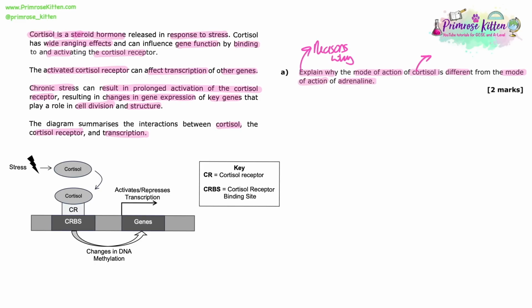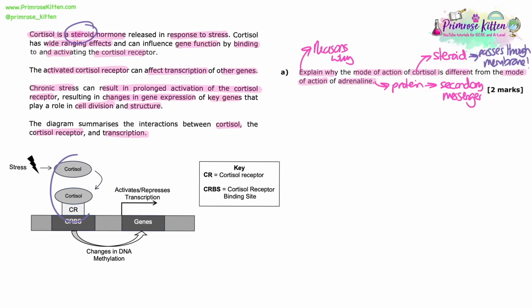So we need reasons why they act differently. So hopefully we know that adrenaline is a protein hormone, and so because it's a protein hormone, it works through the secondary messenger model. It's one of those ones like glucagon, for example, that stimulates the secondary messenger system inside cells. Cortisol, it tells us in the question, is a steroid hormone. That means it's lipid-based. That means it can pass through the membrane. And you've got the diagram showing that it's actually binding directly to DNA. That means it's got through the cell membrane and through the nucleus and bound to DNA, much like estrogen, which is another example of a steroid hormone.